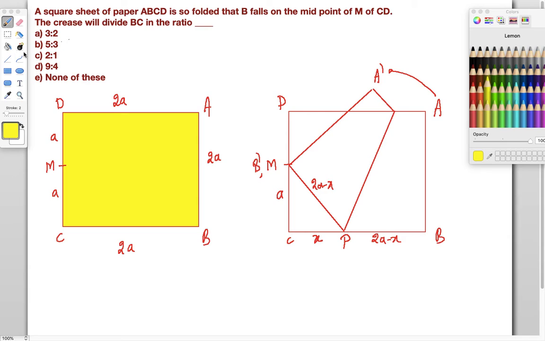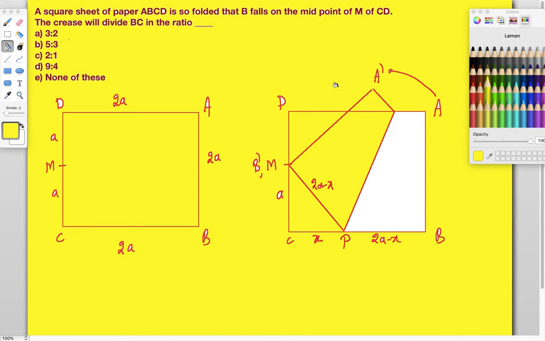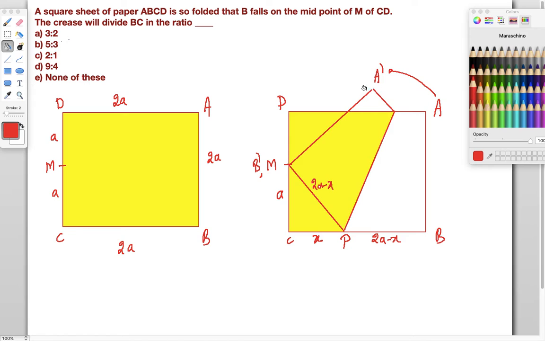And let me set the piece of paper again. So this is my piece of paper, the yellow region, after folding. Now it says the crease will divide BC in the ratio. Now what is the crease here? This length is nothing but my crease. So this divides the line BC in what ratio? We need to find out the ratio of BP upon PC.